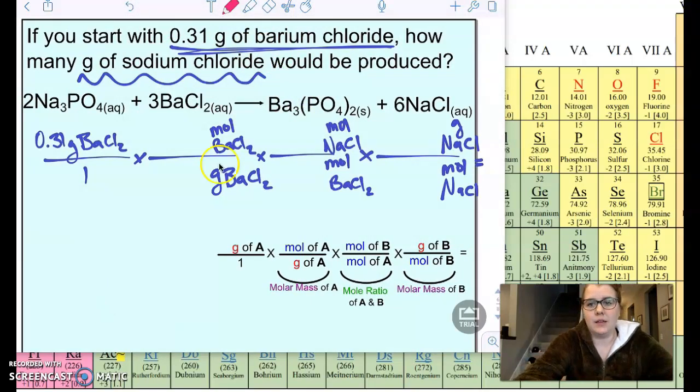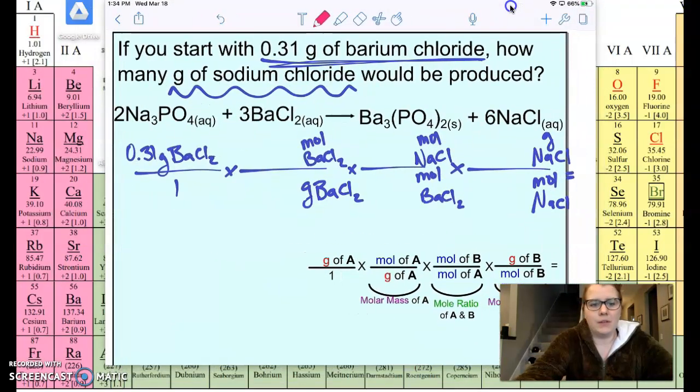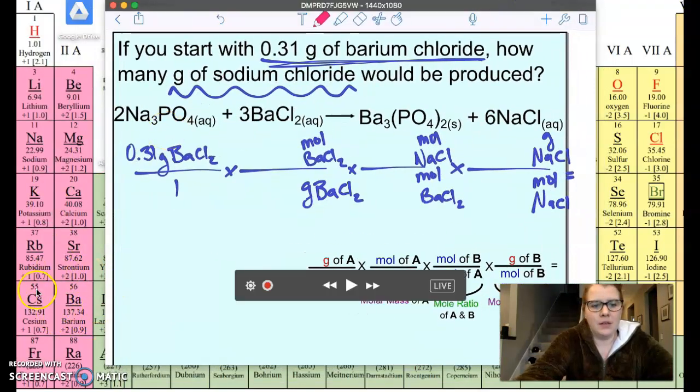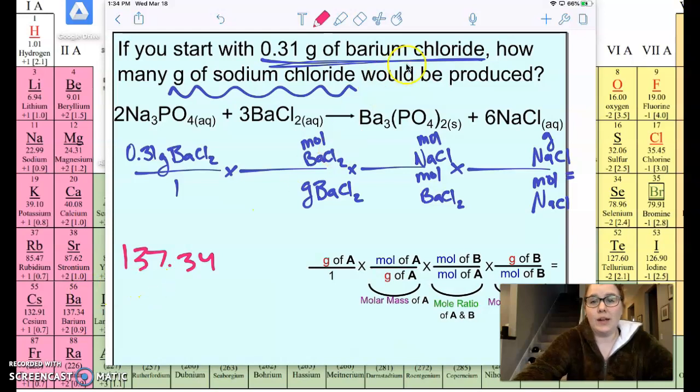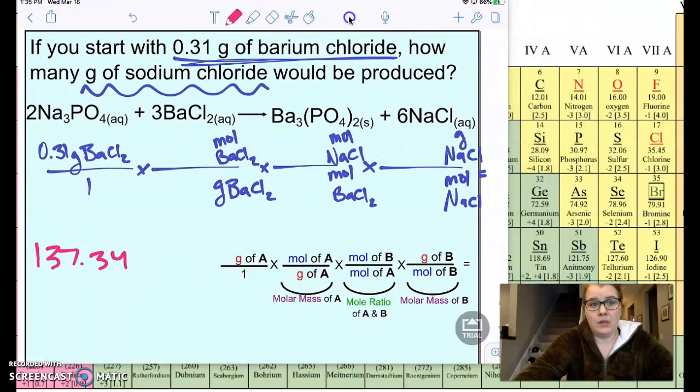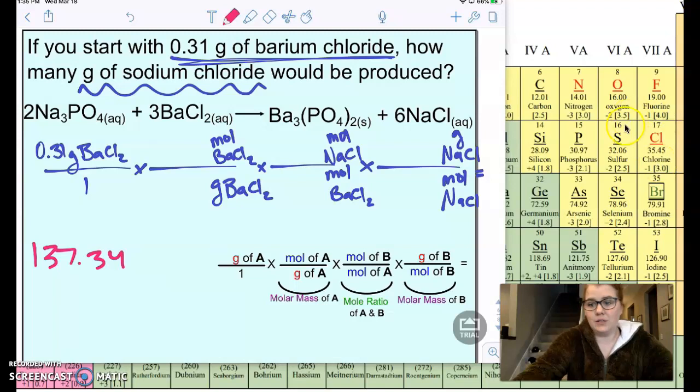So let's go ahead here and just do this one together. So you're going to work with me? Perfect. So we've got barium right here. So barium is 137.34. And then it's barium chloride, so it's BaCl2. So then I'm going to do 2 chlorines, 35.45.